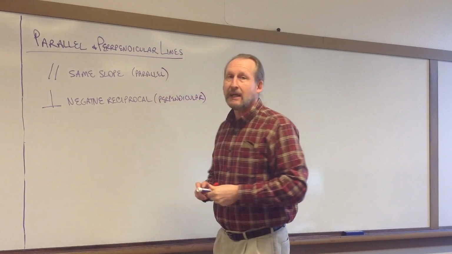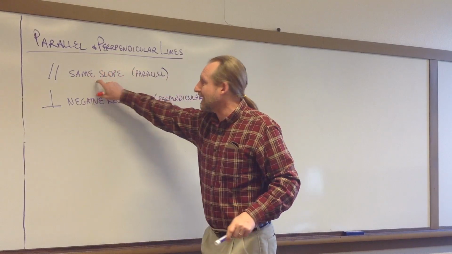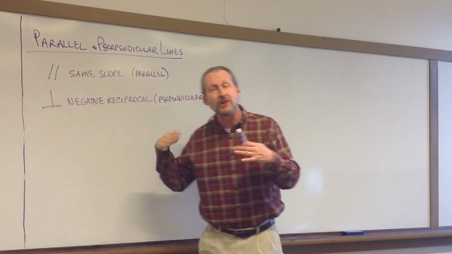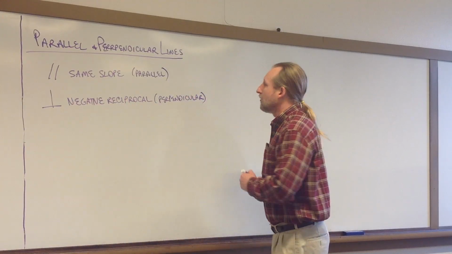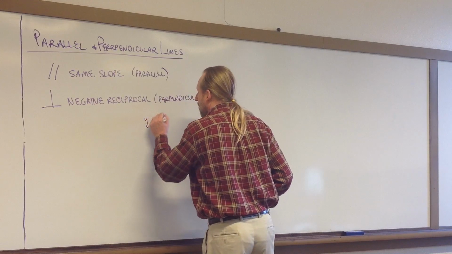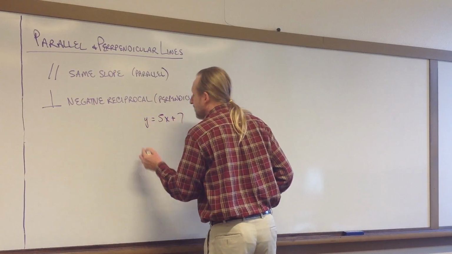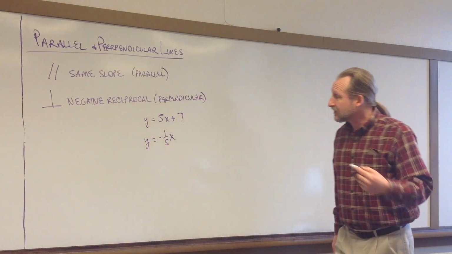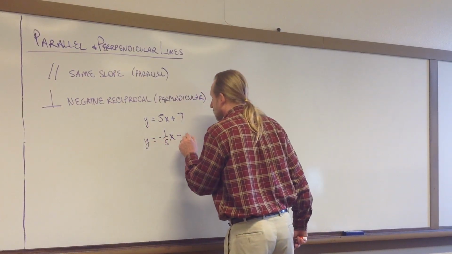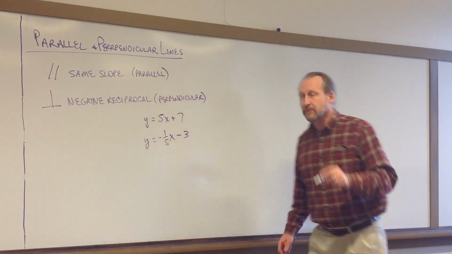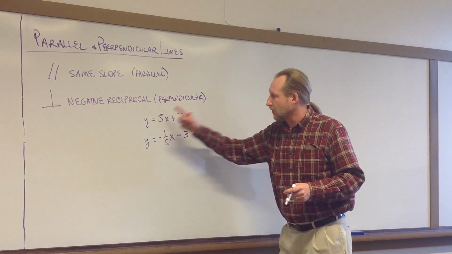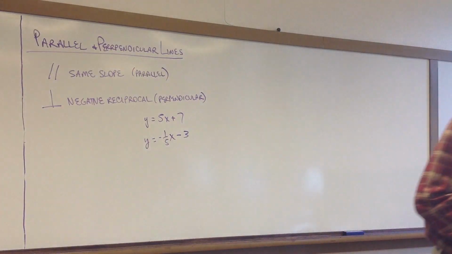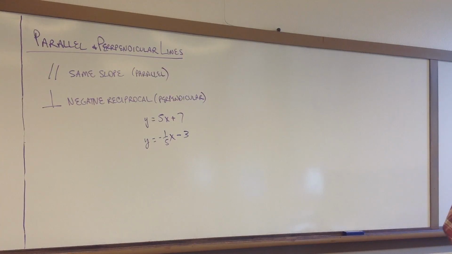And this is the fundamental idea: parallel lines have the same slope, they're equal to each other, whereas perpendicular lines have slopes that are negative reciprocals. So if one line is like y equals 5x plus 7, a line that's perpendicular to it would have a negative reciprocal slope. It may have a different y-intercept, but that doesn't matter. What's important is the slopes. All right, so that's the fundamental idea for doing this assignment.